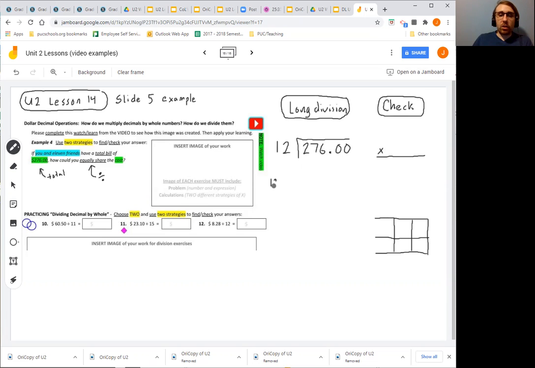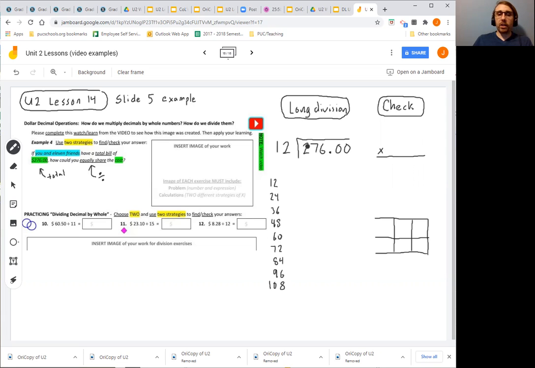So I'm going to list out my 12s: 12, 24, 36, 48, 60, 72, 84, 96, and 108. The next one would be 120, which looks just like 12, but with a 0. And so I know that I need to stop before that. I only need 9 of them to be able to fit.